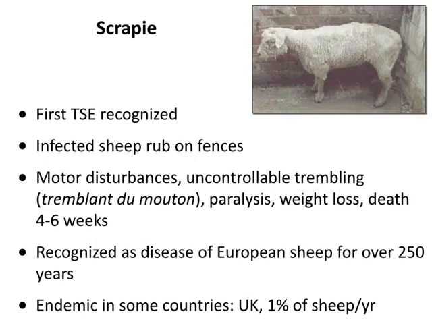So the sheep have motor disturbances. They walk unsteadily. They tremble. This is a common characteristic. In fact, in Canada, it was called tremblant du mouton as a disease. They get paralyzed. They lose weight. And then they die within 4 to 6 weeks. Always fatal. And this has been known in European sheep for a long time. And to this day, it's endemic in the UK. 1% of sheep every year develop scrapie. Okay, so this is potentially a problem, as you will see.